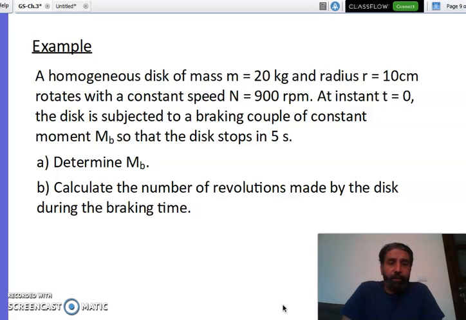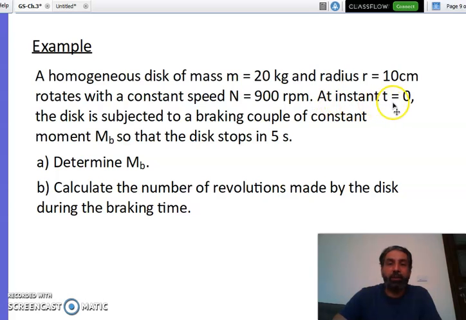I will solve an example about how to apply the theorem of angular momentum, or another way, Newton's second law in rotation. Now in this example, we have a homogeneous disk, mass 20 kilogram and radius 10 centimeter, rotates with a constant speed of 900 revolutions per minute.